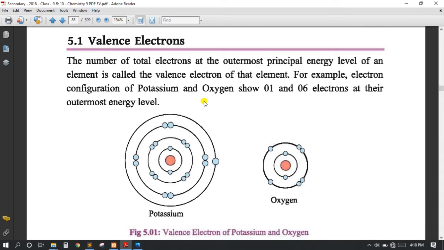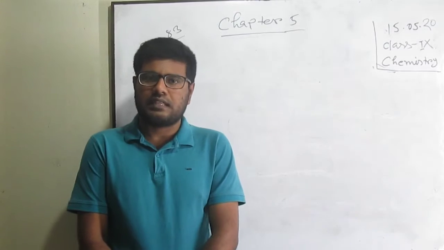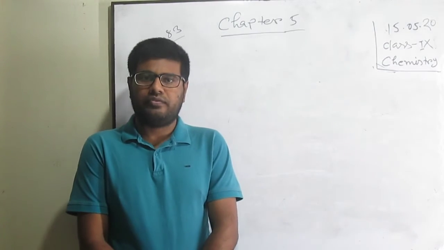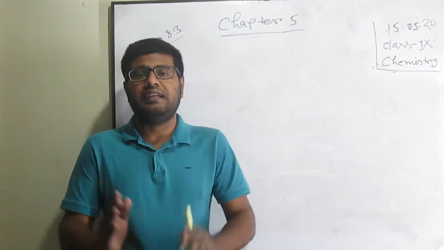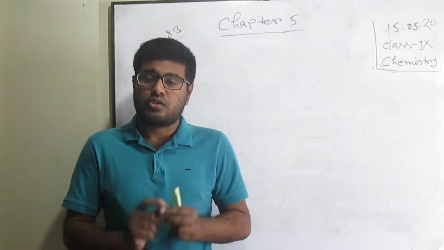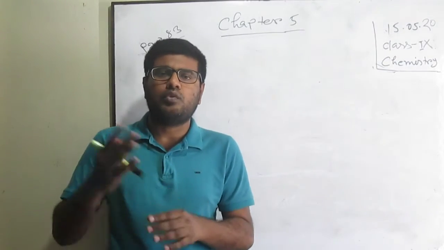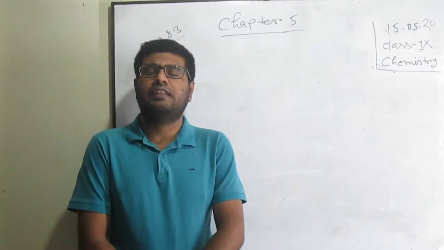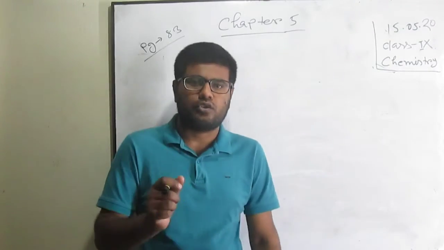Valence electrons. What are valence electrons? We have to learn this topic. The valence electron count is the total number of electrons of an atom in its outermost energy level. So the total number of electrons in the outermost energy level of an element is called its valence electron.